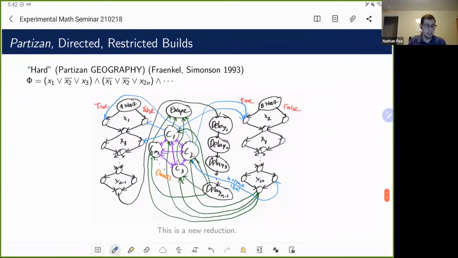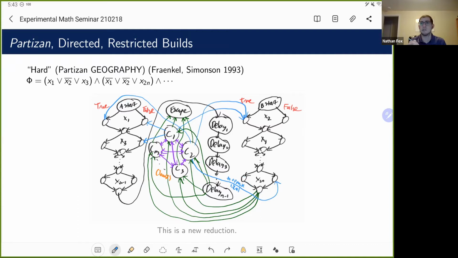Partisan geography, which is directed, restricted builds, but each player has their own token. Frankel and Simonson proved that this game is PSPACE-hard, and in fact, they proved that it's PSPACE-hard even when restricted to bipartite graphs with degree at most 3. This is not their reduction. This is Carson's reduction. That's a slightly different reduction. It has the same starting pieces, but it sticks them together in a different way.